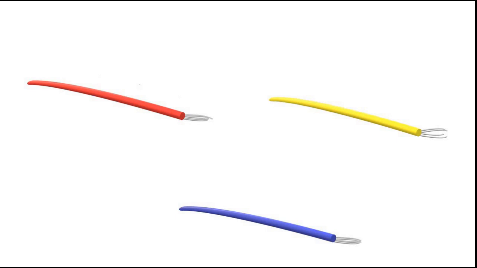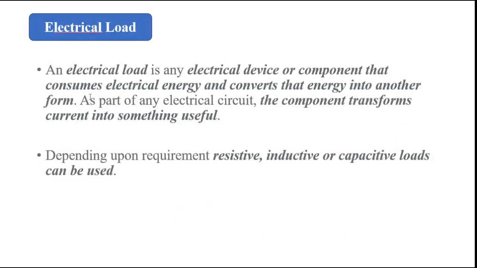We'll also come across the color convention to denote each phase. Basically the RYB system is used, where red, yellow and blue are used for labeling the various windings at the particular point. Then we have the load. The point where the power is transmitted is captured, it is collected, that is called the electrical load. It consumes the electrical energy from one point to another and converts that energy into another form.